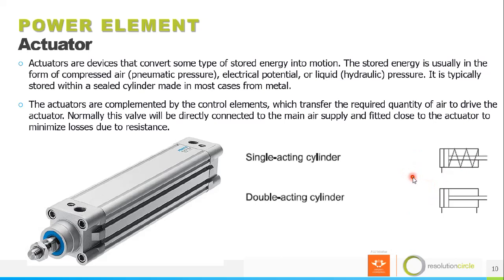And we also have a double acting cylinder. A double acting cylinder is different from a single acting cylinder in that for it to retract, you need to apply pressure on the other port. It consists of two ports. For it to retract, you must apply pressure on the other port, then it will retract.